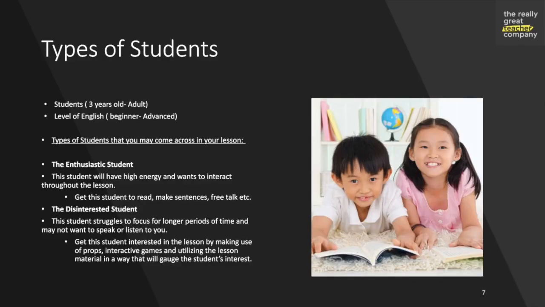We have our enthusiastic students. These are students with a high energy drive and who want to interact throughout the lesson. We then need to get to know the student, make them read and make sentences, and have some nice free talk with them. Right below our enthusiastic students, we also have disinterested students.